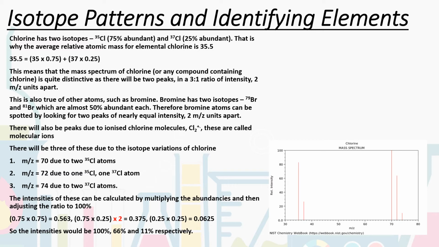Then for our next one, we have 0.375. We then need to divide this also by the biggest one, 0.563, times by 100, and our percentage here comes out to be 66%. And then finally, we do the same thing with the last one, the 0.0625 divided by the 0.563, and this comes out to be 11%. And you can see then on the mass spectrum on the right that your m/z of 70 is 100, the m/z of 72 is roughly about 60%, and the m/z of 74 is very low, about 10%, which is exactly what we've calculated.